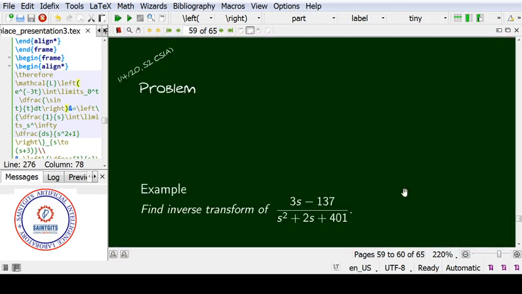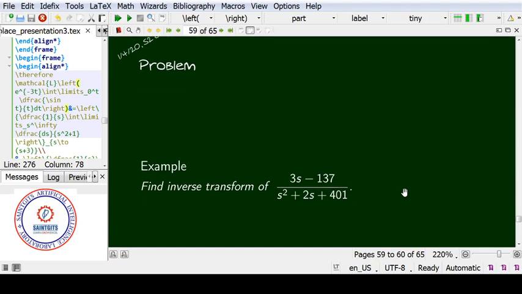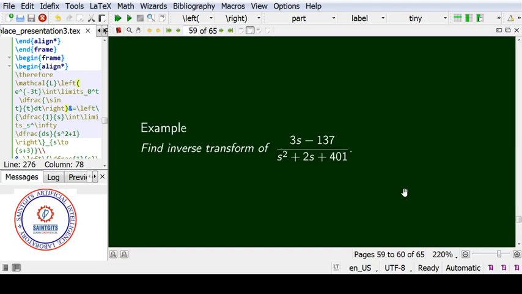Another problem: find the inverse Laplace transform of 3s minus 137 by s square plus 2s plus 401. Here also we try to express it in the form of s square plus a square, because there are two terms. One term contains s, another does not contain s. So our aim is to express it in the form of two fractions, 3s by one expression minus a constant term by another expression.